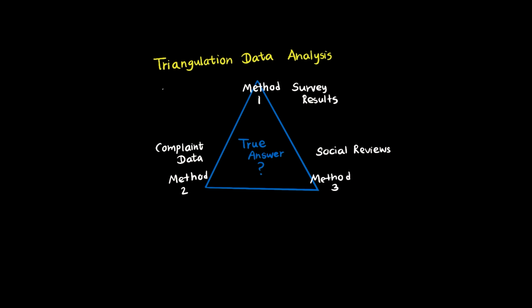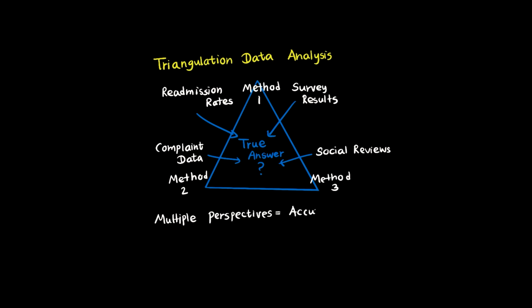Imagine you're investigating whether patient satisfaction scores are truly improving. You don't just look at survey results, that's one perspective. Triangulation means also examining complaint frequencies, analyzing social media reviews, checking readmission rates, and reviewing staff feedback. Each method provides a different angle on the same question. When all these different analyses point to the same conclusion, you can be confident the data is accurate. If they disagree, you've identified data quality issues that need investigation.